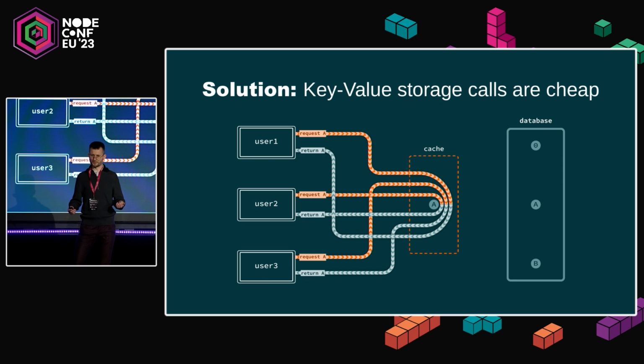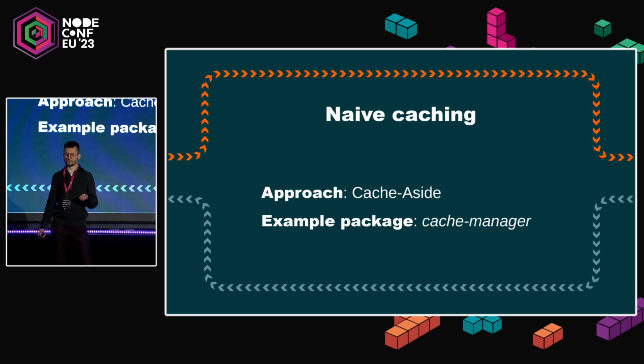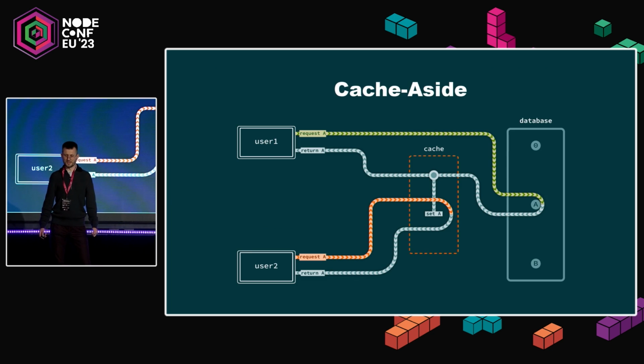So let's go through the ways how we can make that happen. The most traditional, old school, naive approach to that is called cache aside. One example of a popular package in the Node.js space which implements this approach is Cache Manager. The whole idea behind cache aside is that you perform manual handling of your cached data.